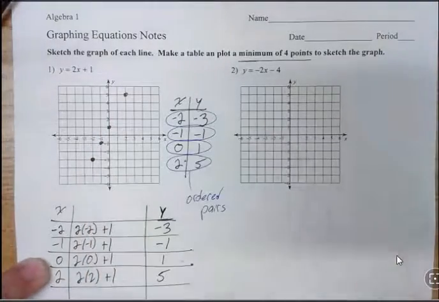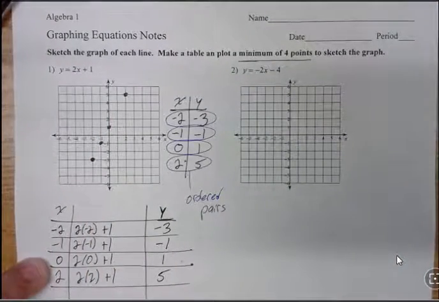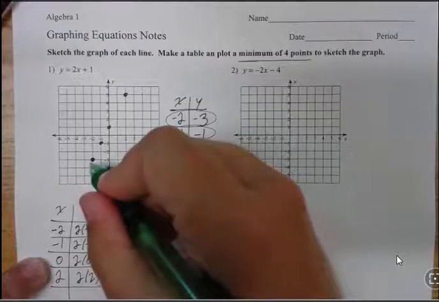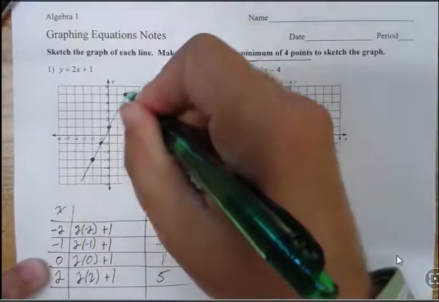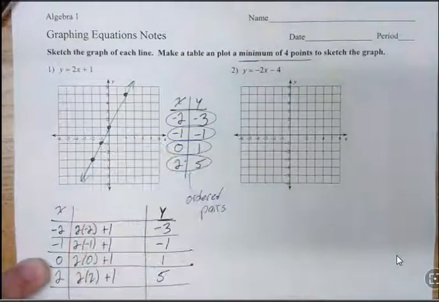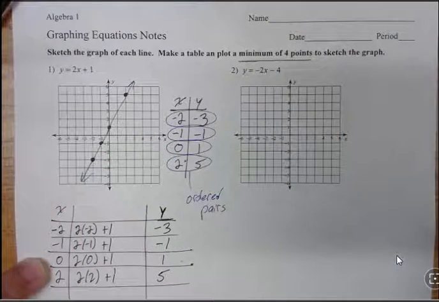What we end up seeing is that all those points line up in a straight line, so I can sketch what the graph would look like. It doesn't have to be perfect. If you want to get out a ruler, you can, but I just quickly freehand it. So that's what the graph would look like.